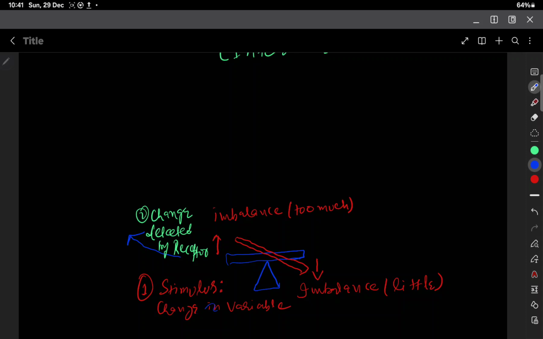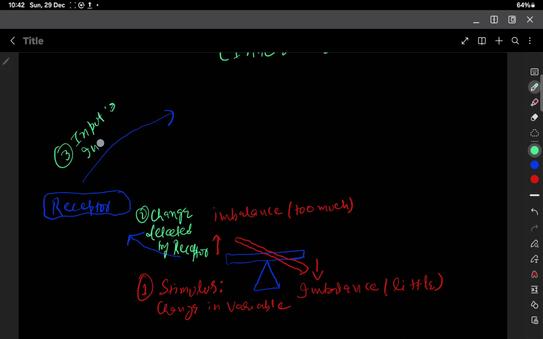Now the stimulus changes the variable. Because of the stimulus, it produces change in the variable. Now that change is detected by the receptor. For example, this here is a receptor. Now what will happen in the 3rd step? I will write the 3rd step here: input. Information will be sent to the control center.